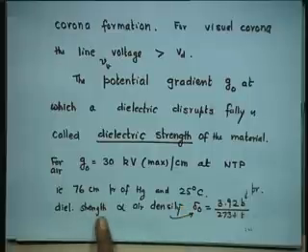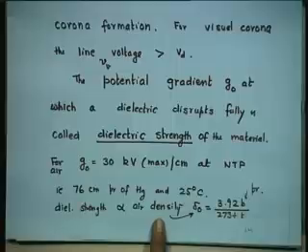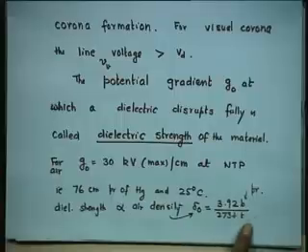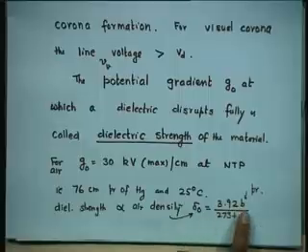So, dielectric strength is proportional to air density. Air density is defined as 3.92 B upon 273 plus T, that is absolute temperature, capital T. B is a pressure.